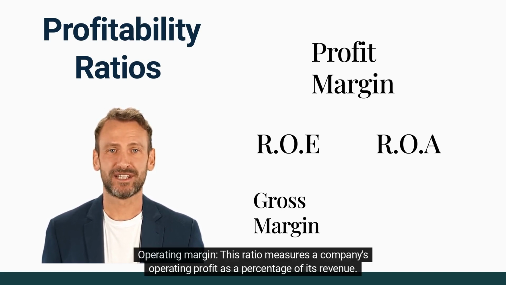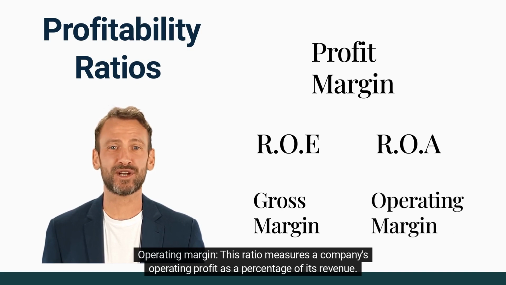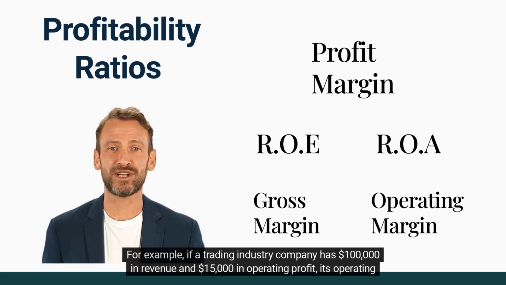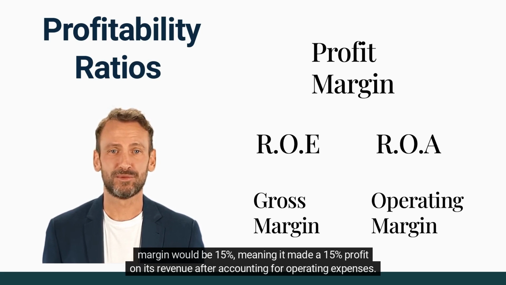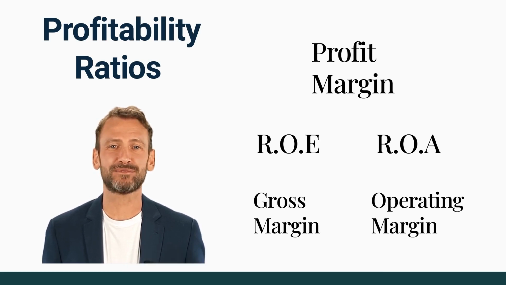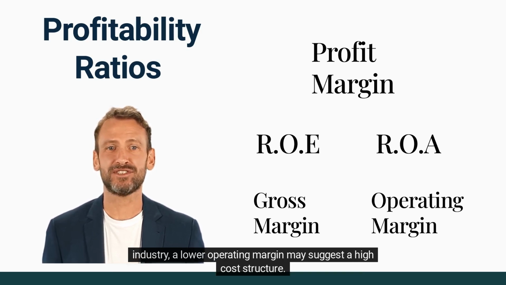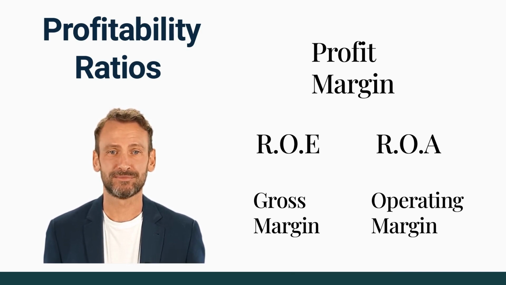Operating margin. This ratio measures a company's operating profit as a percentage of its revenue. For example, if a trading industry company has $100,000 in revenue and $15,000 in operating profit, its operating margin would be 15%, meaning it made a 15% profit on its revenue after accounting for operating expenses. In the service industry, a high operating margin may indicate efficient operations, while in the manufacturing industry, a lower operating margin may suggest a high cost structure.